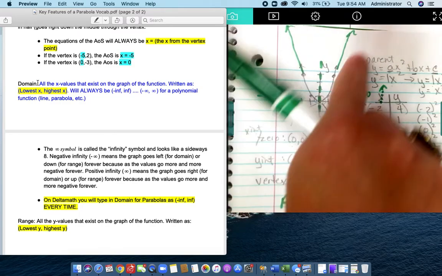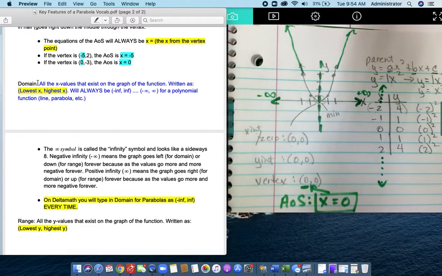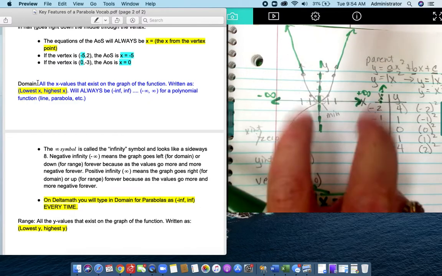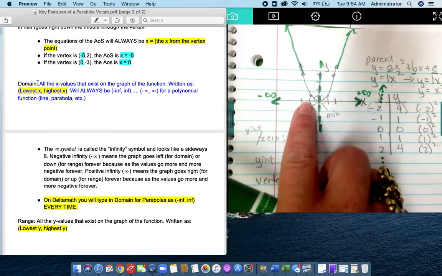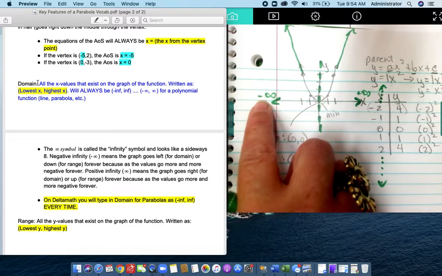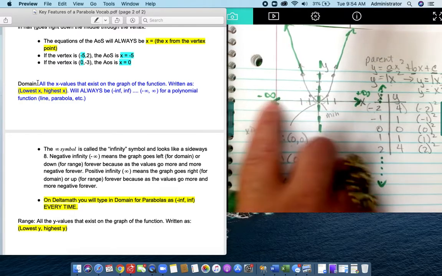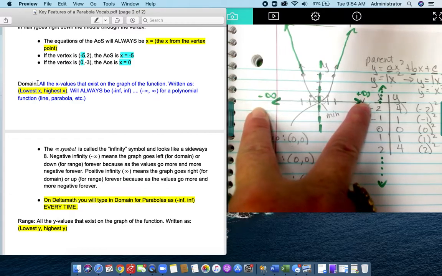Well, notice that our graph goes left and right forever. So if it goes left and right forever, our lowest x, even though technically you cannot find negative infinity on a number line, because it just is a concept that goes on and on forever, our domain will always be negative infinity to positive infinity.